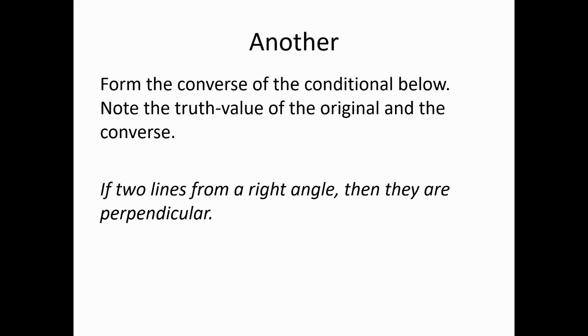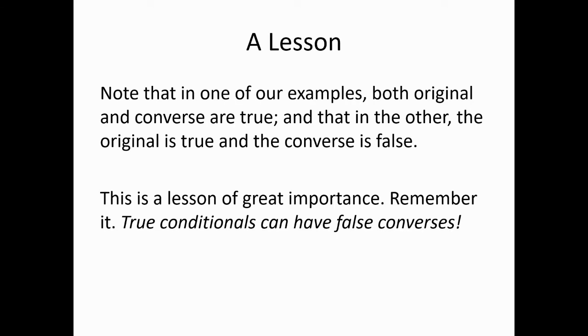How about this one? If two lines form a right angle, then they are perpendicular. Okay, that's certainly true, just by definition of perpendicular. How about the converse of this? That is, if two lines are perpendicular, then they form a right angle. Well, that's also true by definition. The definition of perpendicular makes both the conditional and its converse true. So here's an instance where a conditional and its converse are both true.